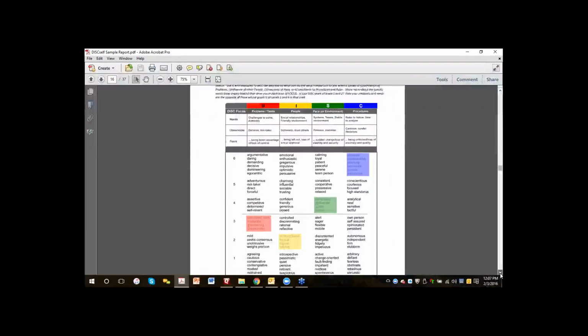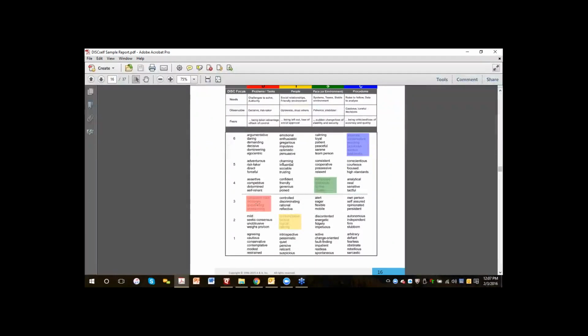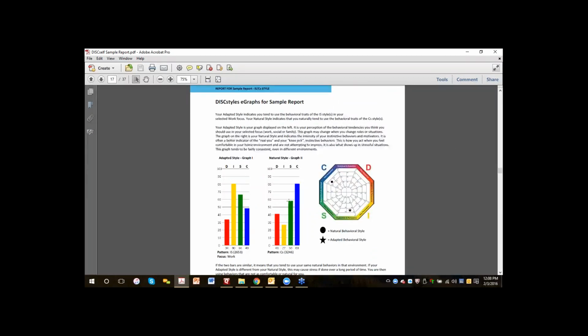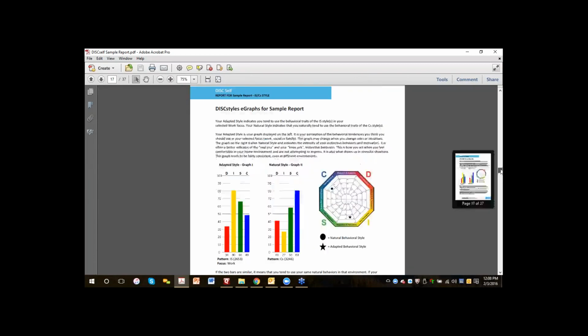All right? So notice what numbers are highlighted here. These are adjectives that describe the intensity of the D, I, S, and C. So remember the number before? 3, 2, 4, 6. Here's the numbers along the side, and this corresponds to the 3, 2, 4, 6 for your natural style. So that's how that number is used, and that's how we get that in the word sketch.